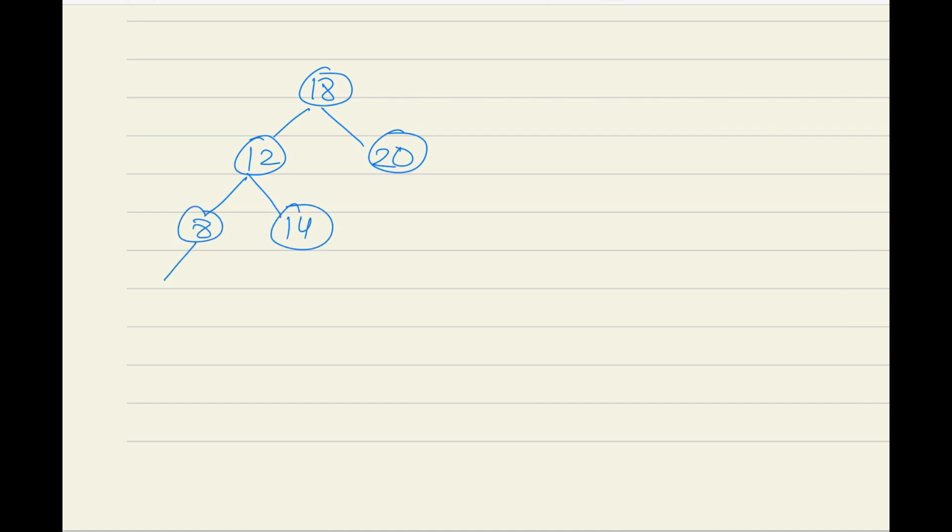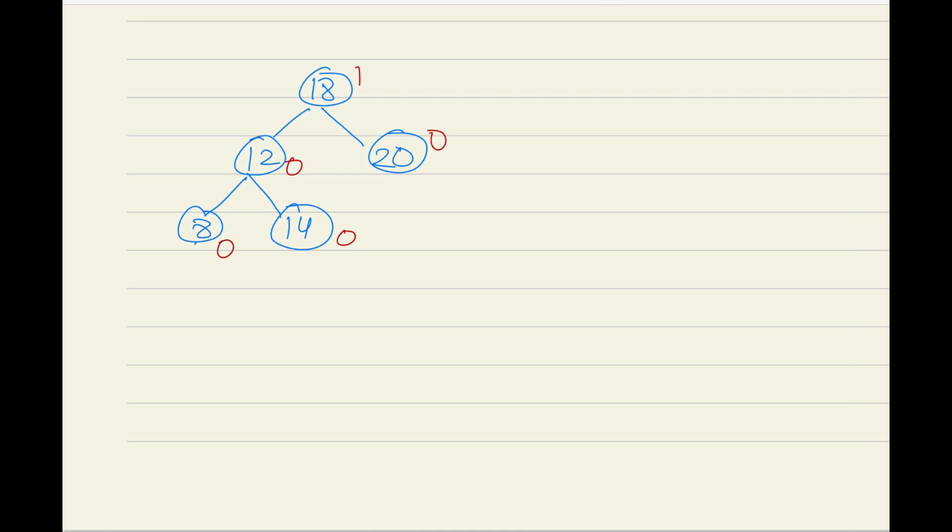So here assume that 18 is the root, the left is 12, the right is 20. Here it is 18, here it is 14. Okay, so this is the AVL tree. So find the balance factor. The balance factor here is 0, 0, 0, here it is also 0, here it is 1.